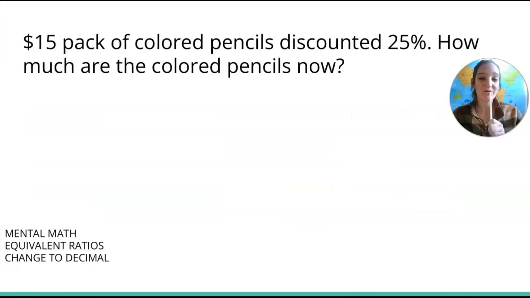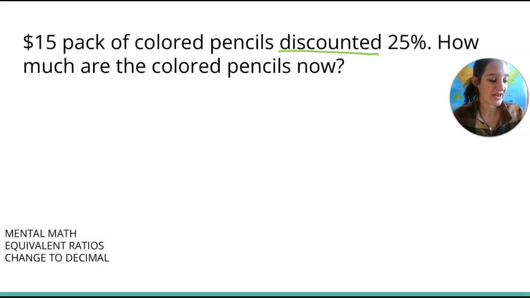Now let's do one where we have a discount. Remember with discounts, we're not going to pay an extra 25%. The company is actually offering to take out the 25% from whatever you're purchasing. This example is a $15 pack of colored pencils, discounted 25%. So above the colored pencil it says 25% off, right? Now you got to figure out, well, how much is that actually? So let's find out what 25% of $15 is.